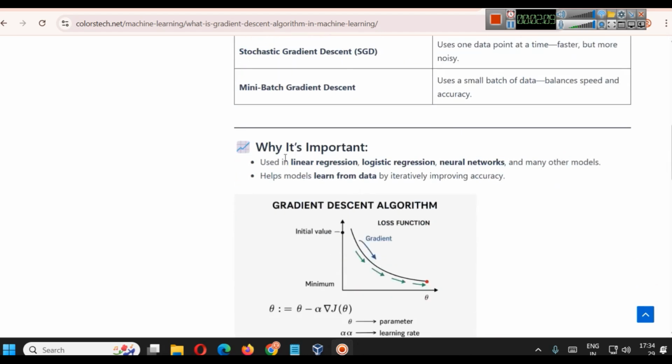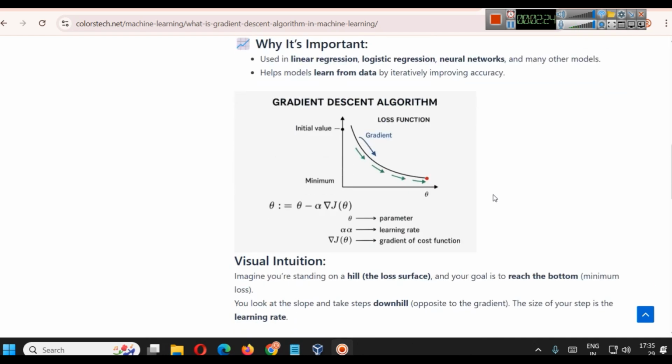Why is this important? It is used in linear regression, logistic regression, neural networks, and many other models. It helps models learn from data by iteratively improving accuracy.